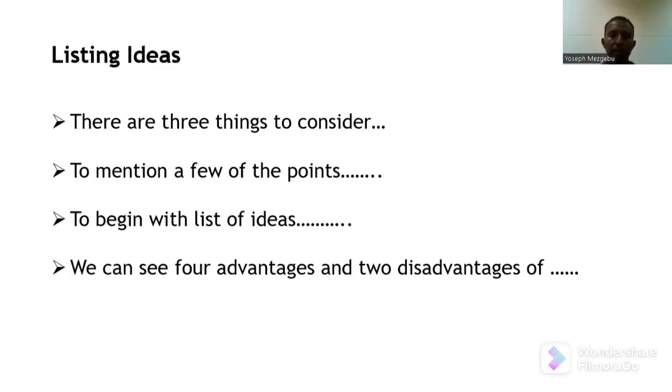What about listing ideas? There could be many ideas even in the body that you want your audience to be aware of. There are 3 things to consider. To mention a few of the pointers. To begin with lists of ideas. We can see 4 advantages and 2 disadvantages of.